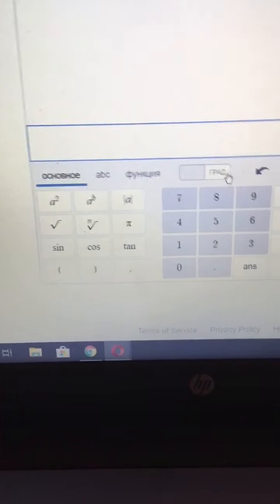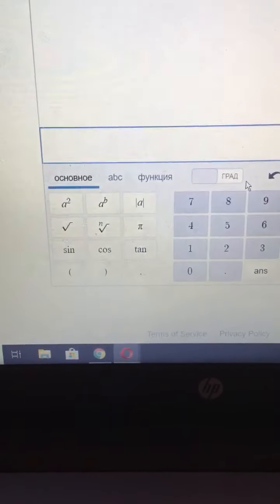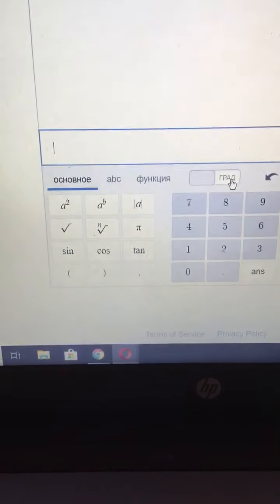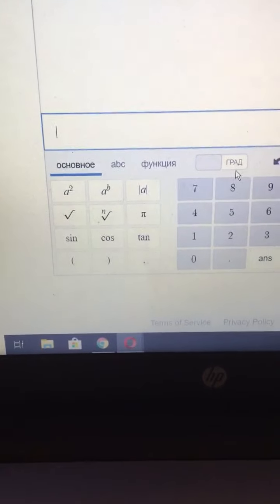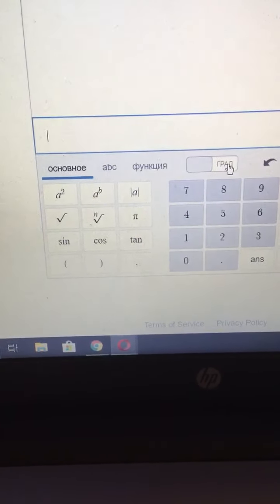It's just Russian, but on yours it should say maybe DEG, or actually the word degree, but make sure it's in degrees. And if you're getting weird answers, like negatives or really, really small numbers, then just double check that it's set to the right mode.